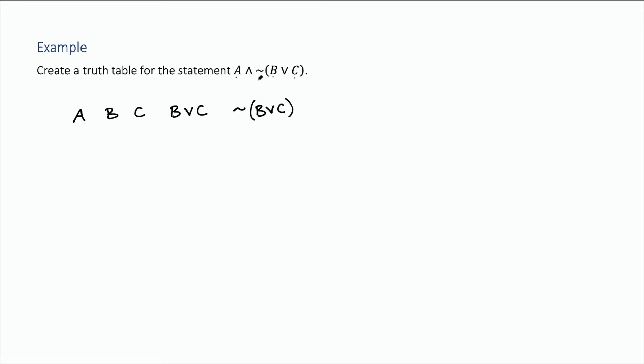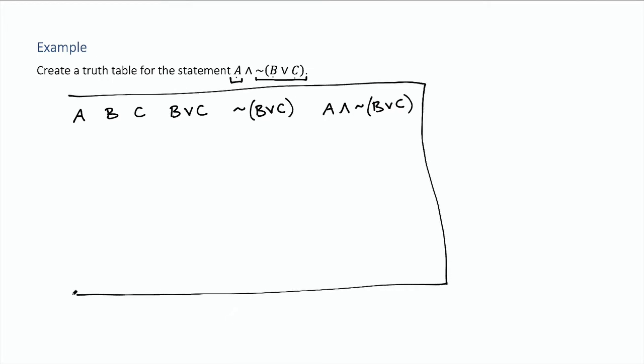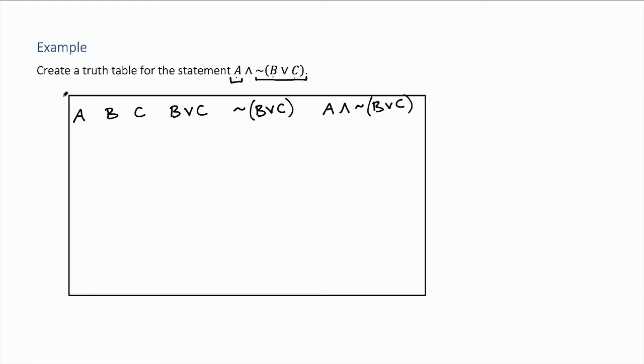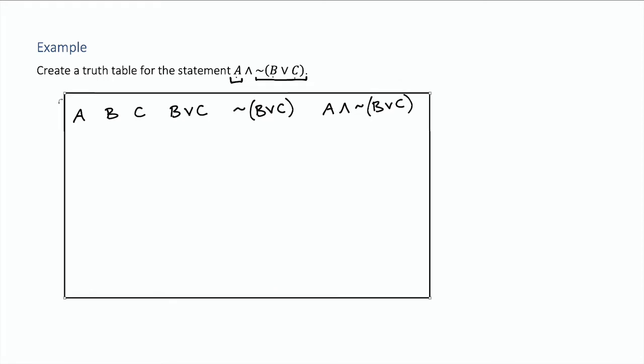Now that I have that full thing, and I have my column for A, then I'm ready to do the combination A and not B or C. So those are going to be my columns for my truth table. Okay, so now those are our columns.